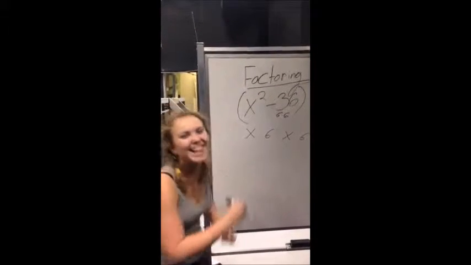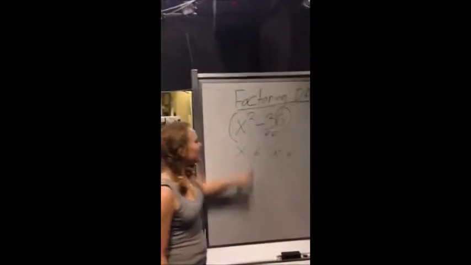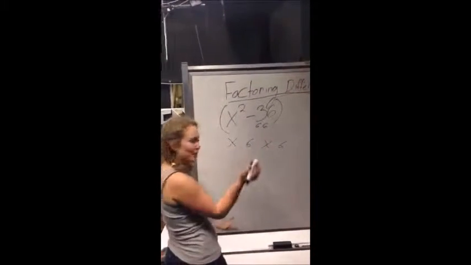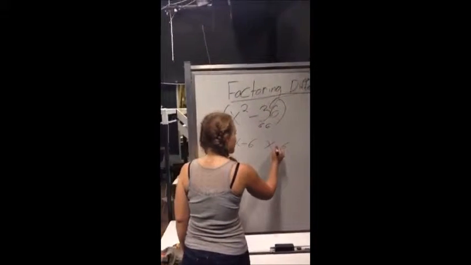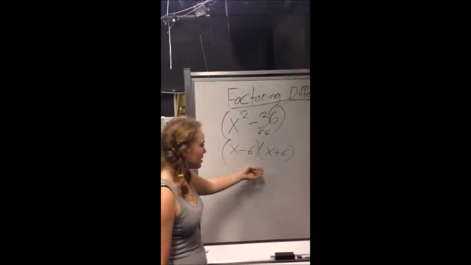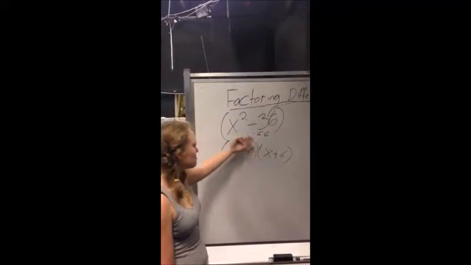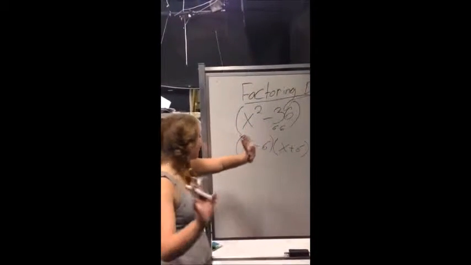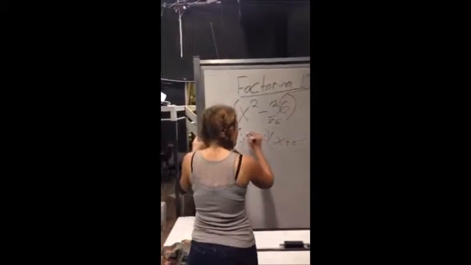I don't know. That's right. You multiply a negative times a positive. So what are we going to do here? Negative and a positive: x minus 6, x plus 6. X squared minus 36. Now, in case you don't believe me, we will factor it back in.